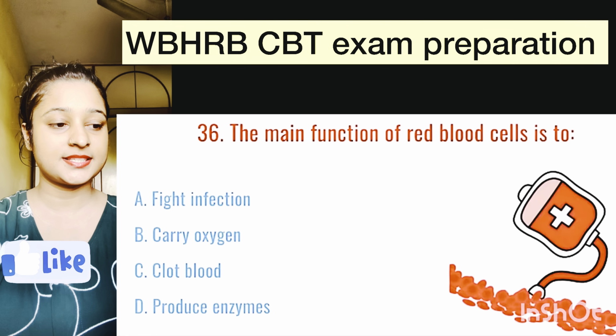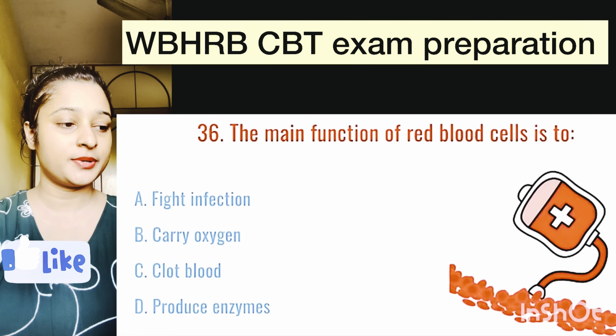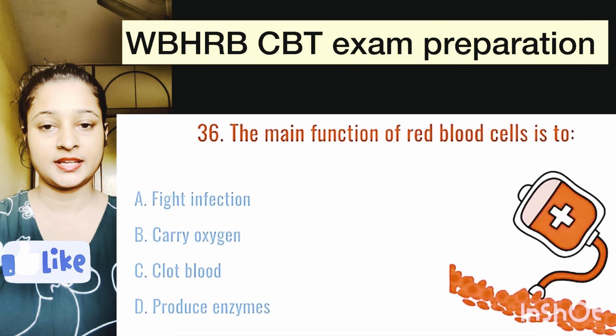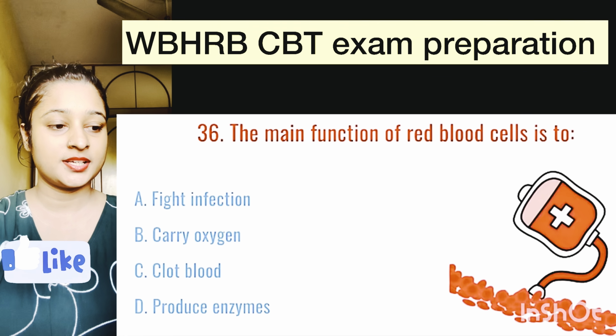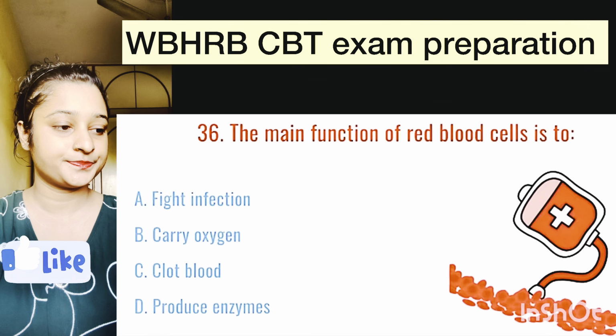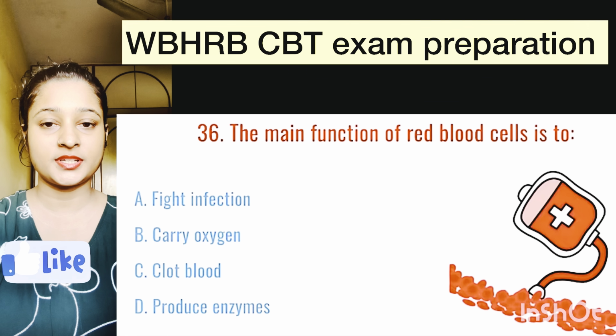Question number 36 is, the main function of red blood cell is to. Here option A is fight infection, B carry oxygen, C clot blood and D produce enzyme. Here correct option is option B carry oxygen.